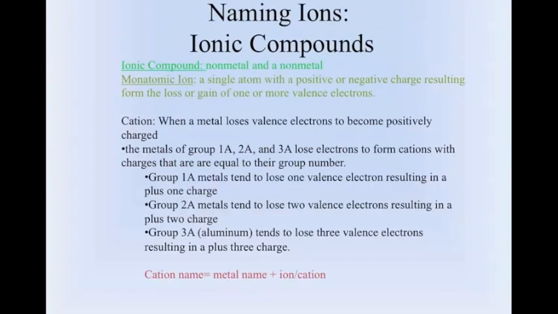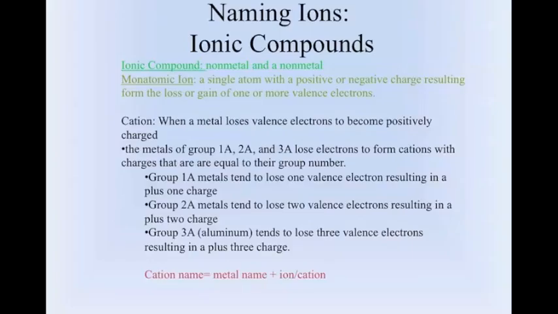Naming ionic compounds. An ionic compound is a metal and a nonmetal, and there are two parts to it, a cation and an anion. A cation is when a metal loses valence electrons to become positively charged. Most metals that lose valence electrons come from group 1A, 2A, and 3A, and they form cations that are equal to their group number.